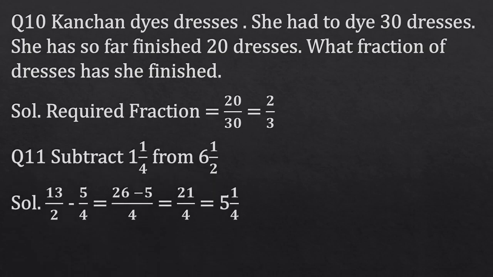Question 1 to 10, every question is of 1 mark. Now question number 11 and 12 will be of 2 marks each. Subtract 1 upon 4 from 6 1 upon 2. First of all, we will convert it into improper fraction. A number written after "from" we will write down first. So it is 13 upon 2 minus 5 upon 4. For this part only you will get half marks.